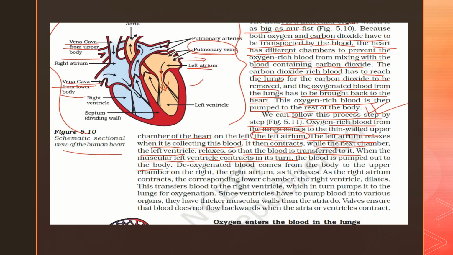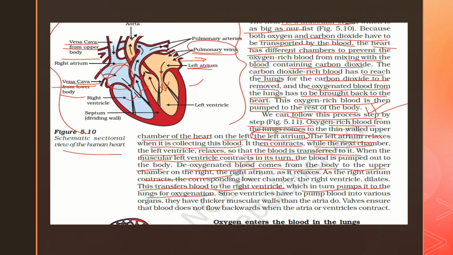So deoxygenated blood comes from the body to the right atrium, and as in the left atrium we have seen, it is relaxing when it is receiving the blood. The same happens in the right atrium when it is receiving. It is just dilating, and when it is pushing the blood to the ventricle, it is contracting. So this blood transferred to the right ventricle, in its turn, is pumped to the lungs for oxygenation.